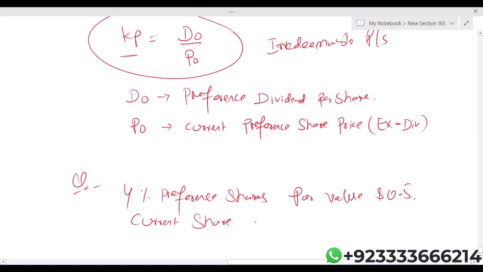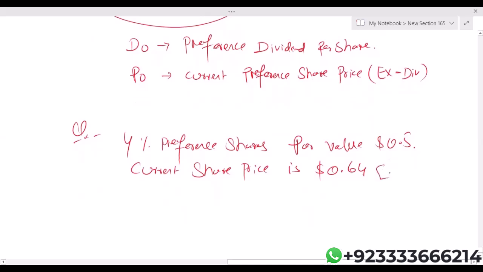Current share price is, let's say, $0.64. Okay, make it cum div. If nothing is mentioned, we always assume ex div. In case of cum div, it will be mentioned like it is mentioned here. Now I really want everyone to calculate Kp quickly. I need Kp, the cost of preference shares. Students, I need Kp, cost of preference shares.